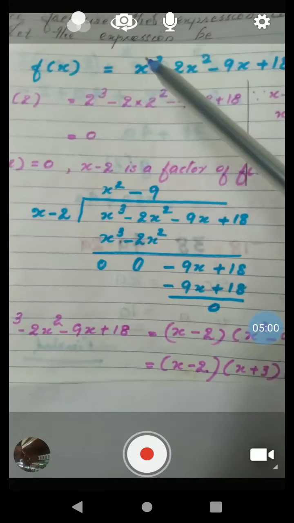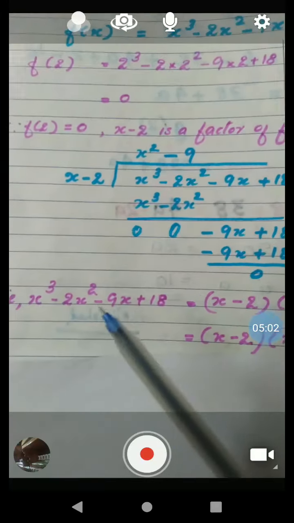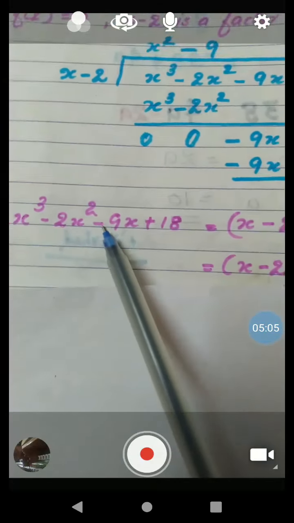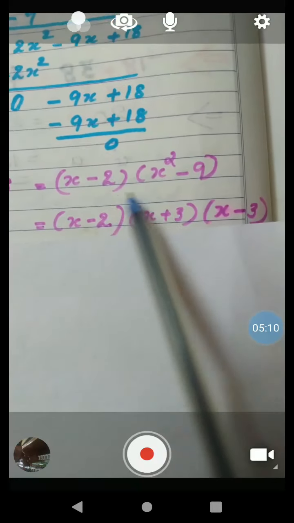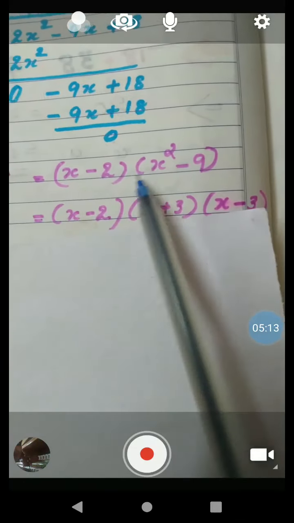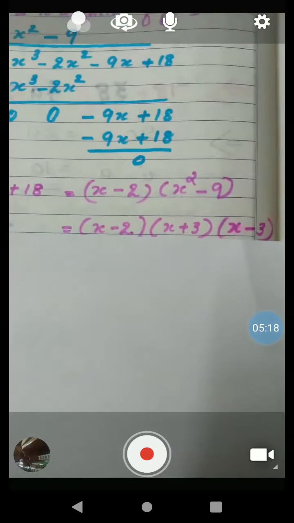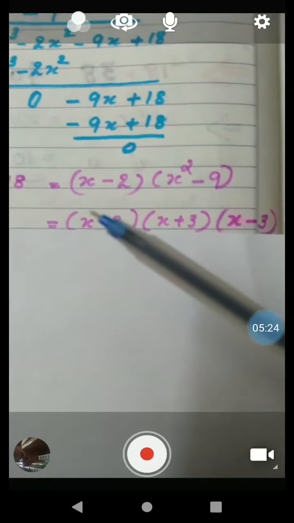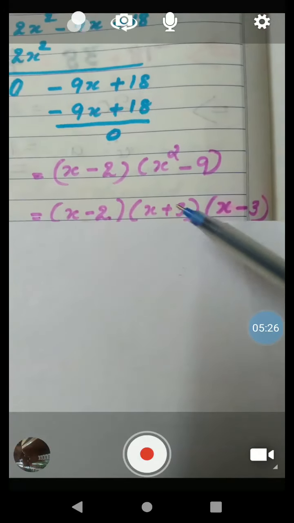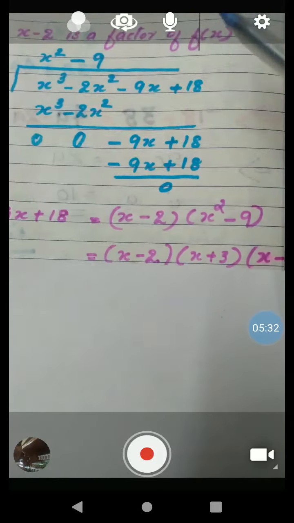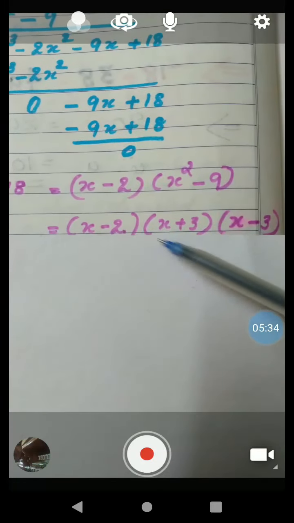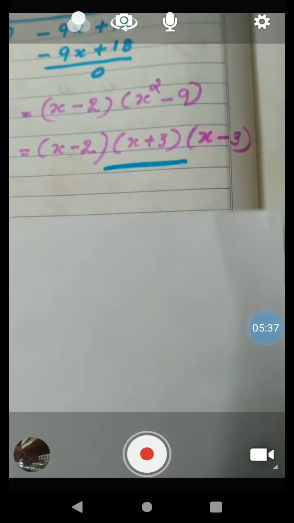But the question is factorize it completely. Factorize means write the factors in product form. You have to express the factors in product form. If the question was which are the factors of this, in that case we can write the factors are x minus 2, x plus 3 and x minus 3. Here the question is factorize, so you have to write the answer in product form.